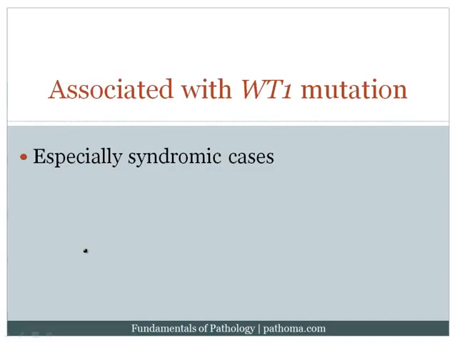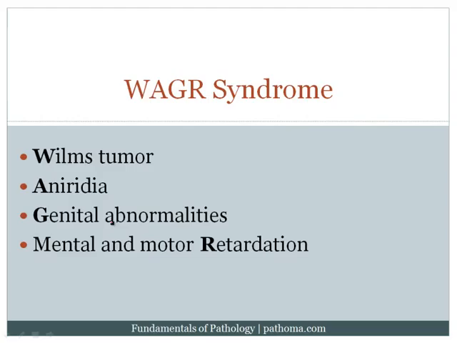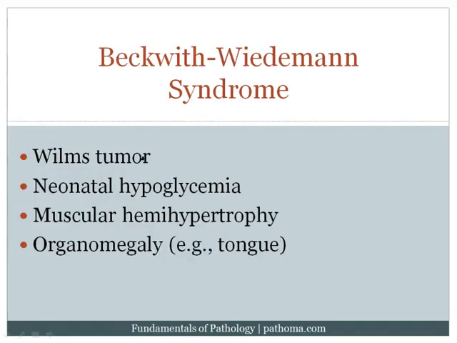Wilms tumor is associated with WT1 mutations, especially in syndromic cases. One high-yield example of a syndromic case would be the WAGR syndrome. The W stands for Wilms tumor, the A for aniridia, the G for genital anomalies, and then the R for mental and motor retardation. Another syndrome in which we can get Wilms tumor is Beckwith-Wiedemann syndrome. Of course, the patients would have Wilms tumor, but it would be associated with neonatal hypoglycemia, muscular hemihypertrophy, where the muscles on one half of the body are bigger than the muscles on the other half, and organomegaly, especially involving the tongue. And that concludes this section on renal neoplasia.